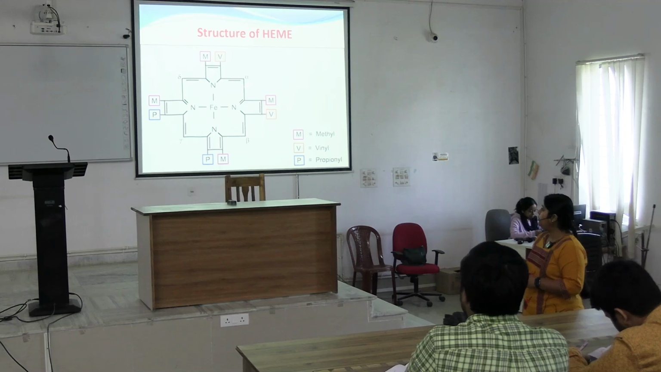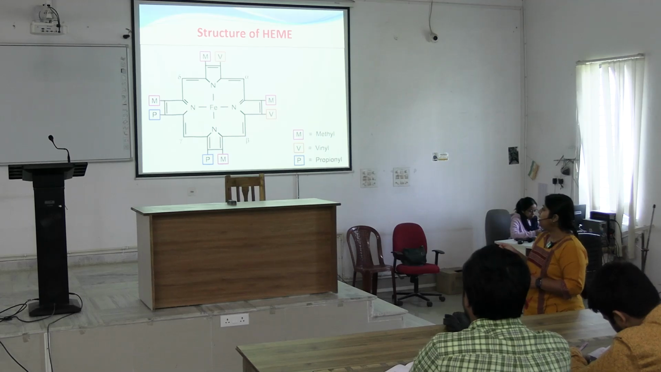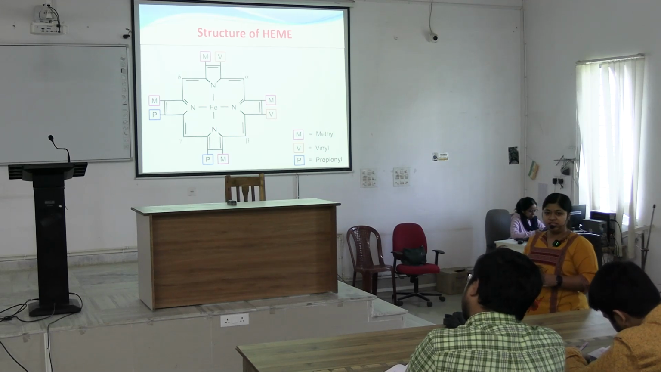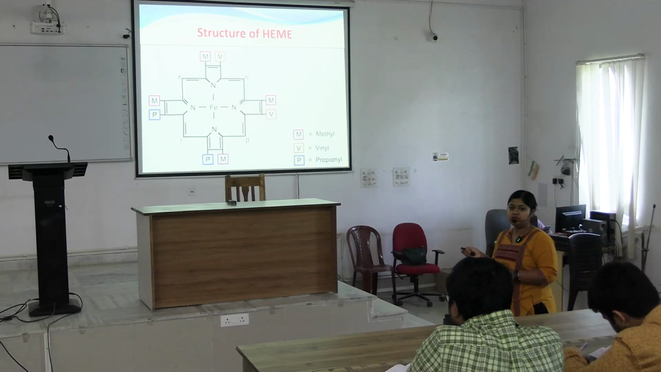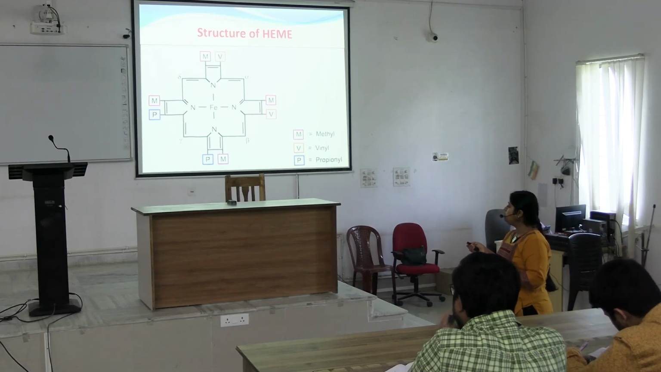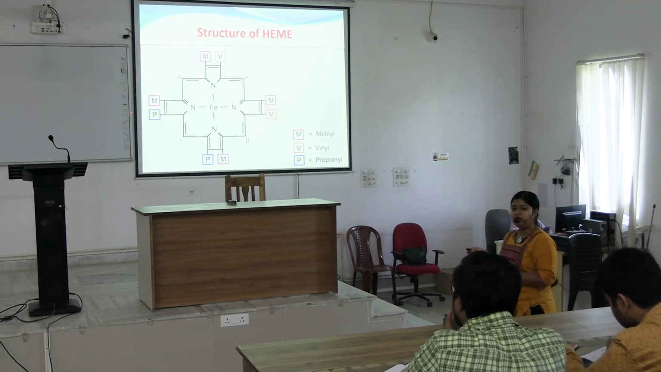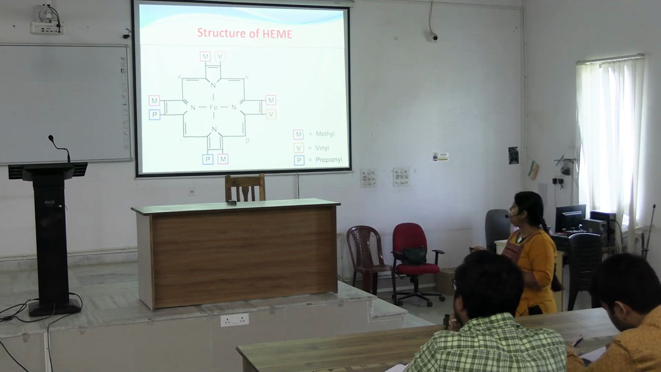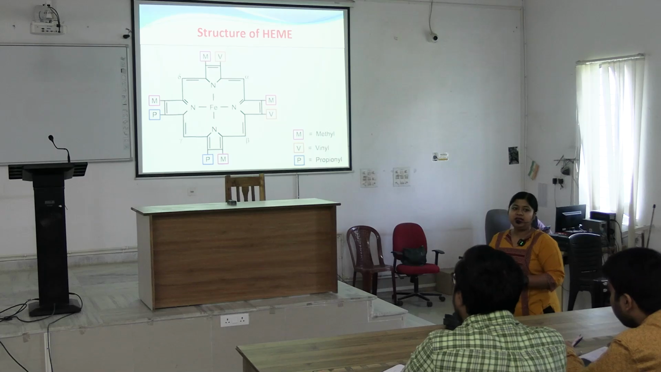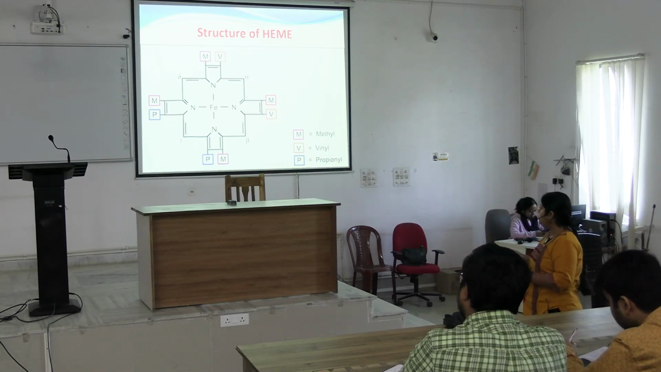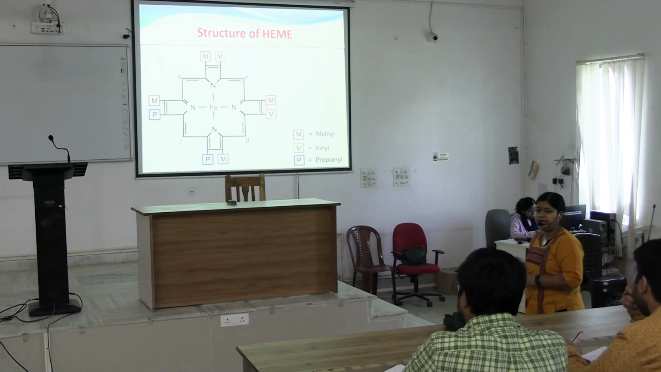1 and 2 is joined by alpha linkage, 2 and 3 by beta linkage, 3 and 4 by gamma linkage, and 4 and 1 by delta linkage. So all these linkages are specific, they have specific numbers or names, and the rings are also specific. So this is number 1, number 2, number 3, number 4.